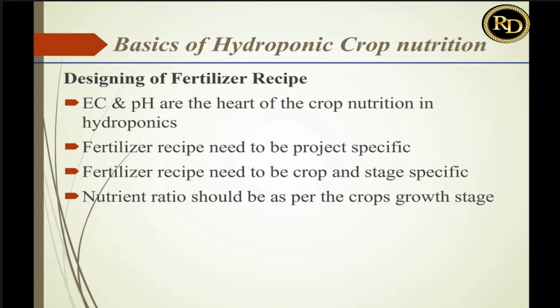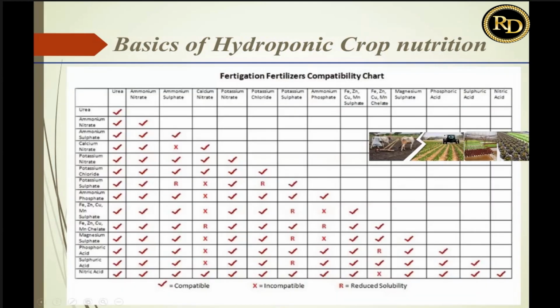I'm sure some of our participants who have been exposed to a hydroponic unit, or have seen some of the videos, have seen there are two different tanks. Why are there two tanks? What is the need to have two tanks?